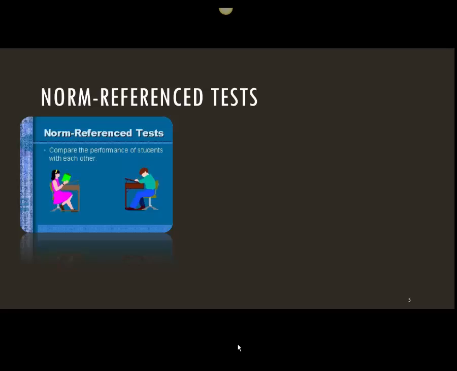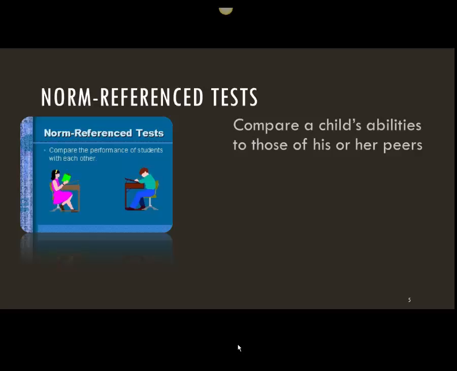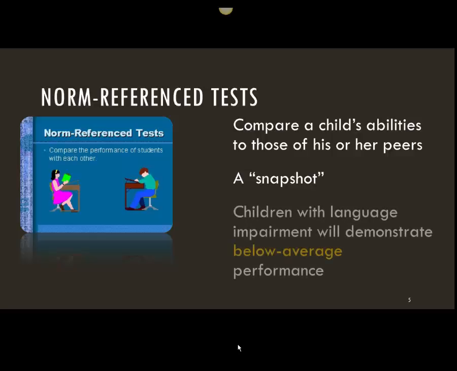These tests are used to compare a child's abilities to peers. The test results are sort of a snapshot, a photograph of the child's abilities at the moment of testing. Would children with language disorders perform above or below the average of typically developing children? Of course, they will perform below average.